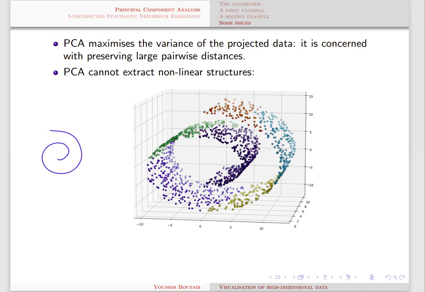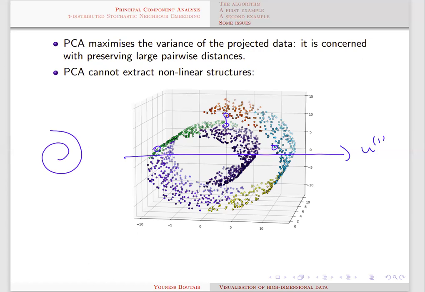PCA will fail to see this as a two-dimensional sheet of paper and will see it as a fully three-dimensional object. It will suggest to project the data on this direction because it maximizes the variance and preserves the large distances. As a consequence, the red points will be projected on the blue points. Another way to see this is that PCA measures the distance between the red points and the blue points in the three-dimensional Euclidean distance. It will see that this distance is small compared to the other distances in your dataset, and therefore it is okay to project them on top of each other.